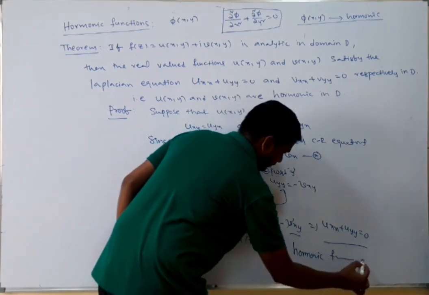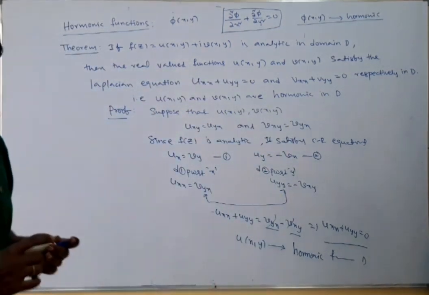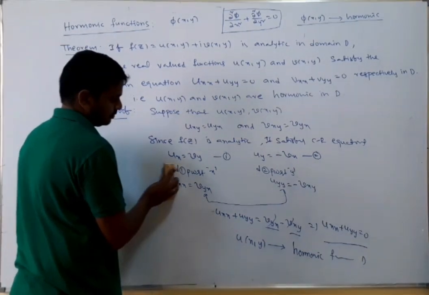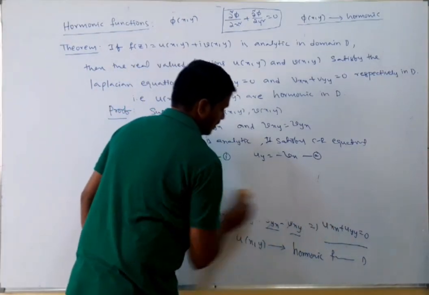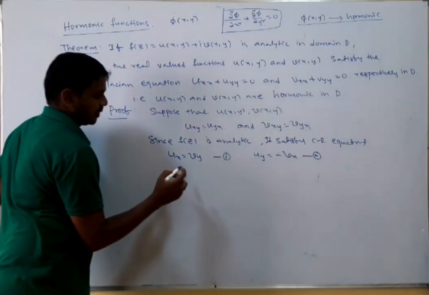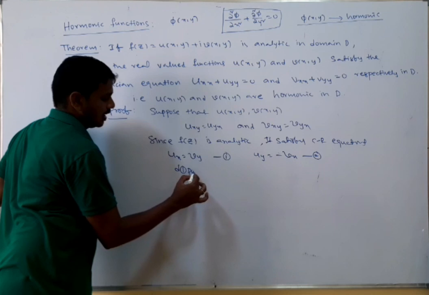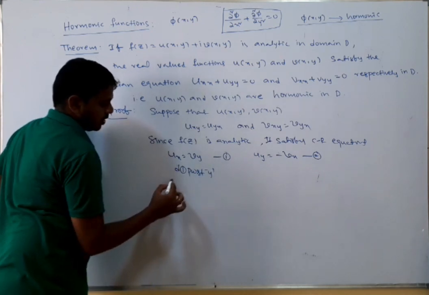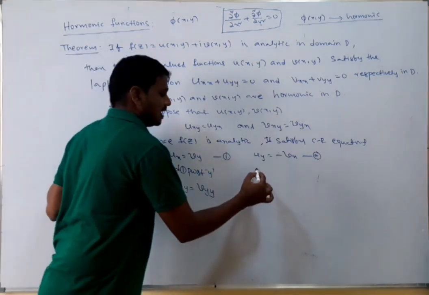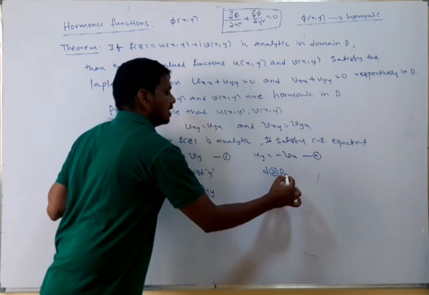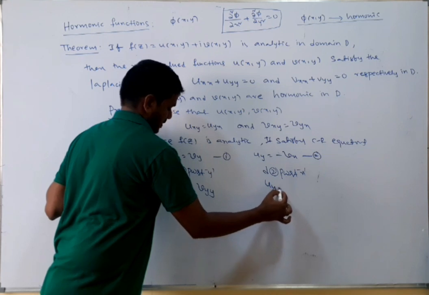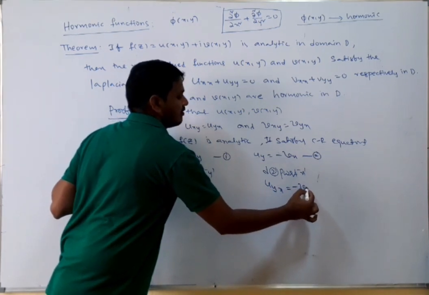Harmonic function in D. Similarly, I am going to prove v of x comma y is harmonic function in D. Now coming to this. Differentiating one partially with respect to y, u_xy is equal to v_yy. Differentiating two partially with respect to x, u_yx is equal to minus v_xx.